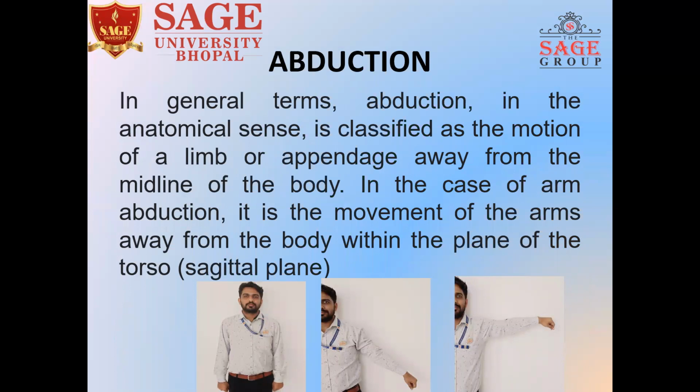Third is abduction. In general terms, abduction in the anatomical sense is classified as the motion of a limb or appendage away from the midline of the body. In the case of arm abduction, it is the movement of an arm away from the body within the plane of the torso, the sagittal plane. Students, you can see in the picture that the person is standing straight with straight hands, and when he moves his hand laterally, then it is called abduction, and the limb is going away from the sagittal plane or midline.